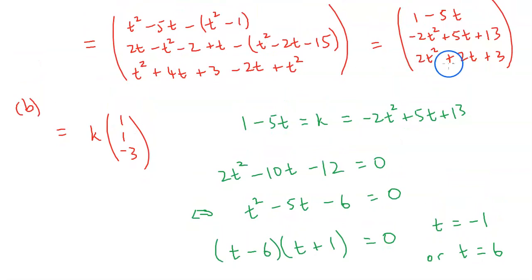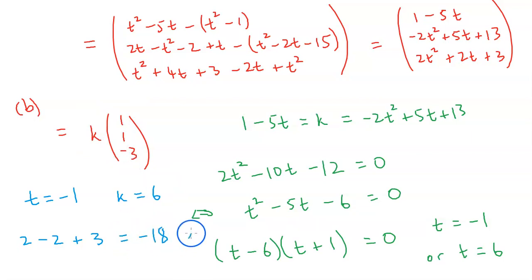Of course, whatever t is, and whatever k is, the last coordinate also needs to be consistent. So if t is equal to -1, we have that k is equal to 6. And so then we must have that 2 times (-1) squared, so 2, minus 2 plus 3 is equal to 6 times -3, which is -18. So that's definitely not true. So t equals -1 is actually not a solution here.